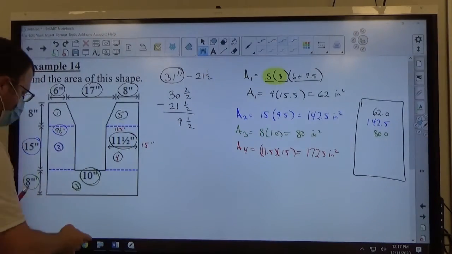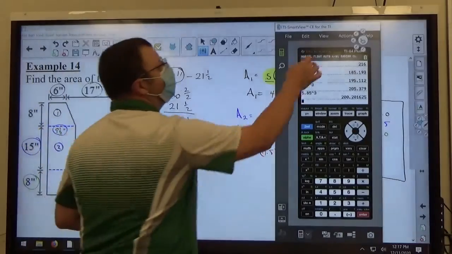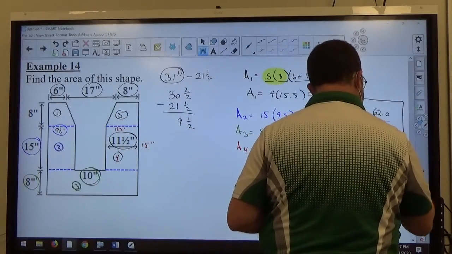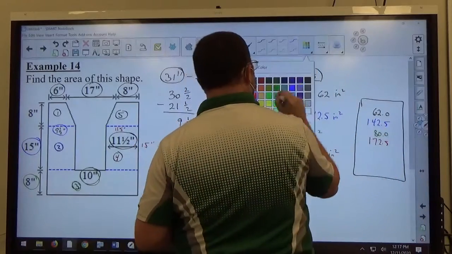Is that right? That one I'm going to check just to make sure. Yeah, you're right. Am I? Okay. All right. So 172.5, put that right there. And then finally, my last one, let's do it in purple.